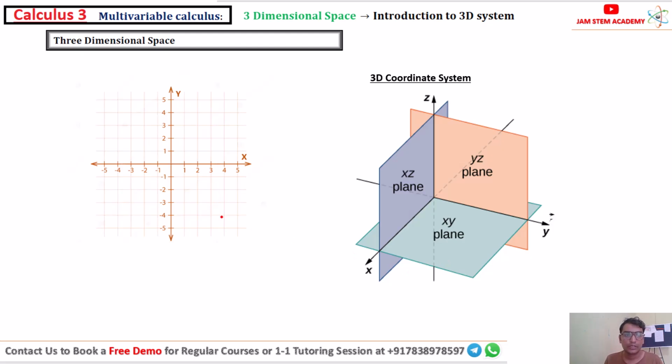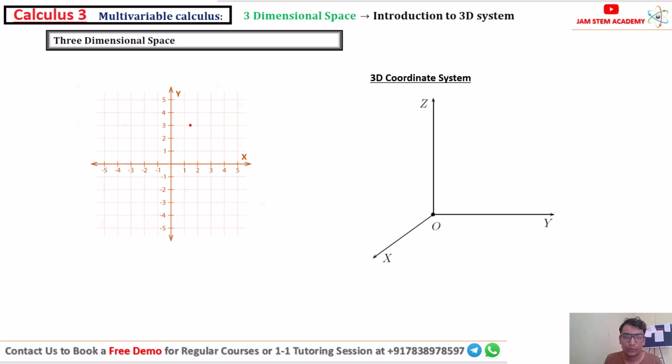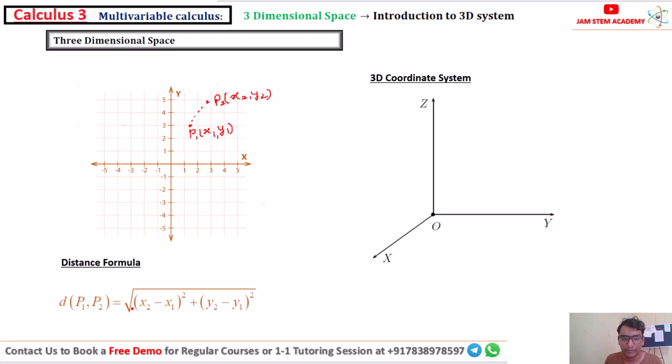Now, the formula for the distances. If you have 2 points lying in 2D, let's say P1 is the point having coordinates x1, y1, and P2 is another point having coordinates x2, y2. If I join these two, the distance between them is given by this formula: square root of (x2 minus x1) whole squared plus (y2 minus y1) whole squared.